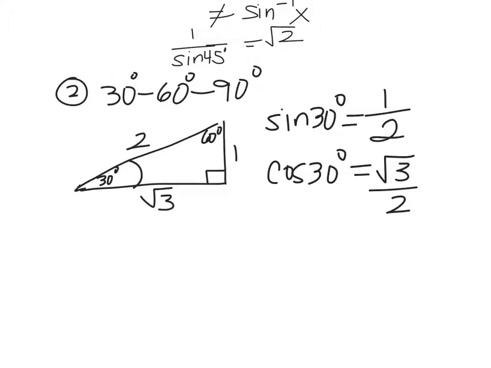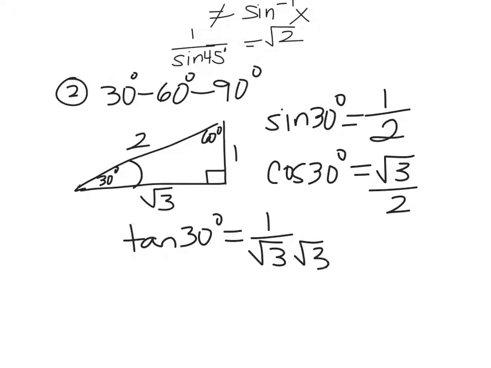And then the tangent of 30 degrees is TOA. So opposite over adjacent, 1 over rad 3. But make sure you don't leave your answer like that. You need to rationalize it. So the tangent of 30 is rad 3 over 3. And then you can find all the other 3 of them by just flipping all those, getting the reciprocal.